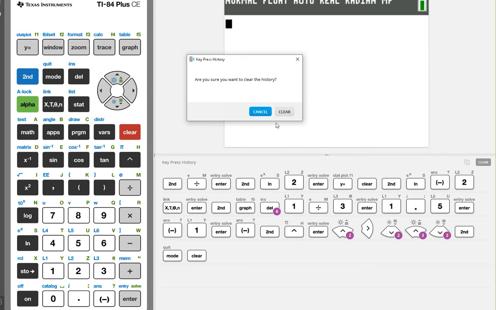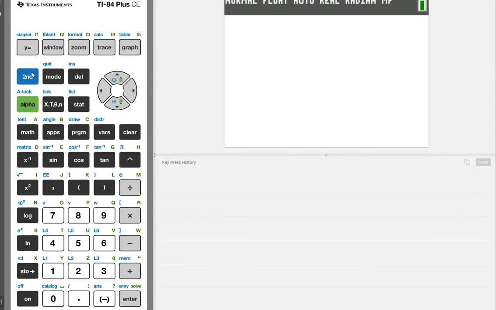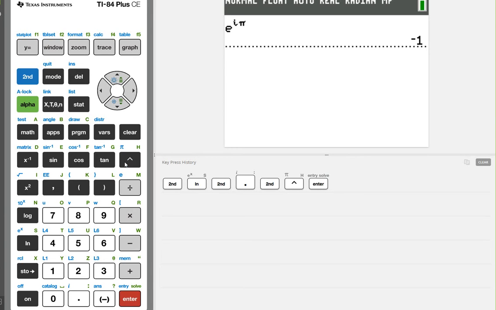Clear this. So I want e, which is second, and then e to the x. i is right above the decimal point, so second and then decimal point. And then pi is second and then the up arrow key. e to the i pi. What do you get when you type that out? -1. Yeah, -1. So interestingly enough, let me do that again.